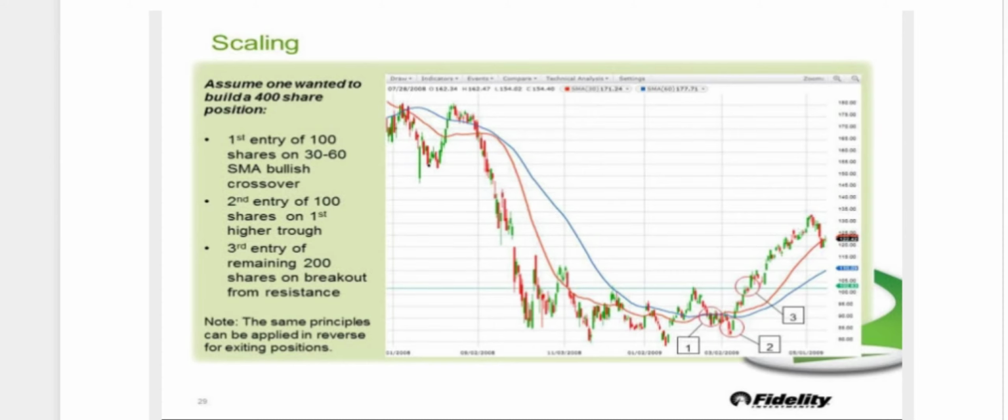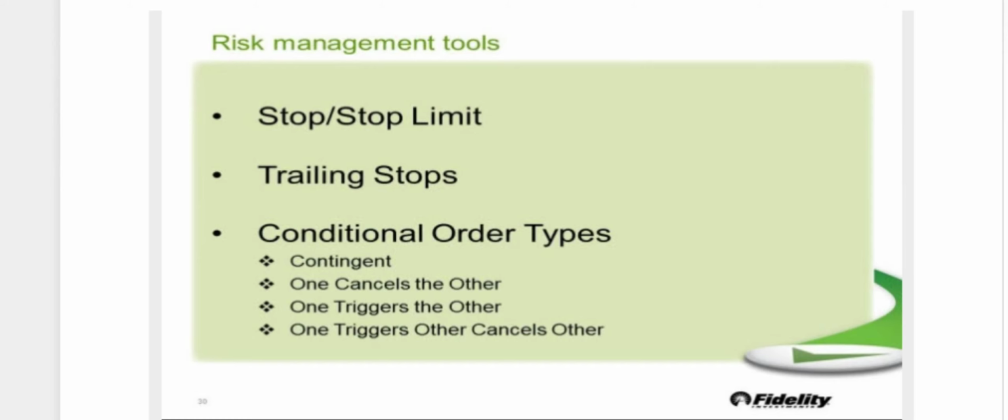So we mentioned earlier that we were going to talk about some various order types that you can use as risk mitigation, or at least ways to manage risk. And really the most common ones are stops and stop limits, and then trailing stops, and then various conditional order types. We're going to talk about each of them individually so we can give you a little more background on what each of them is and how they work and how you can use them.